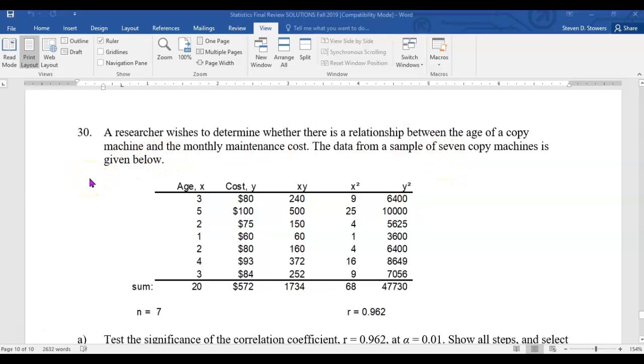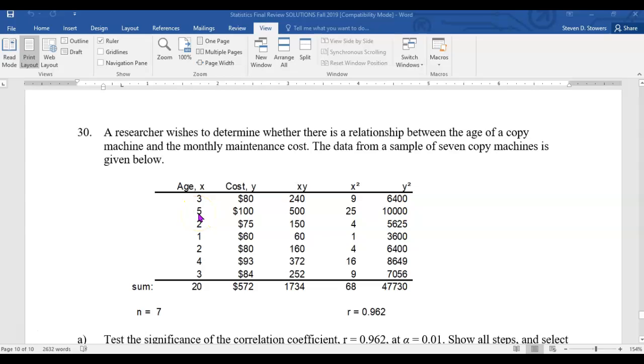A researcher wishes to determine whether there is a relationship between the age of a copy machine and the monthly maintenance cost. The data from a sample of 7 copy machines is given below. So like one of the copy machines has an age of 3, it's 3 years old, and a cost of $80. It costs $80 a month for maintenance on that machine.